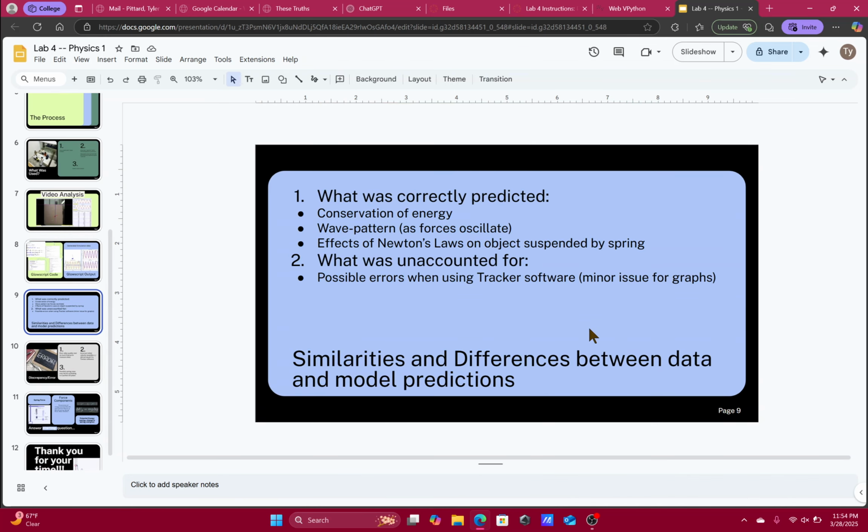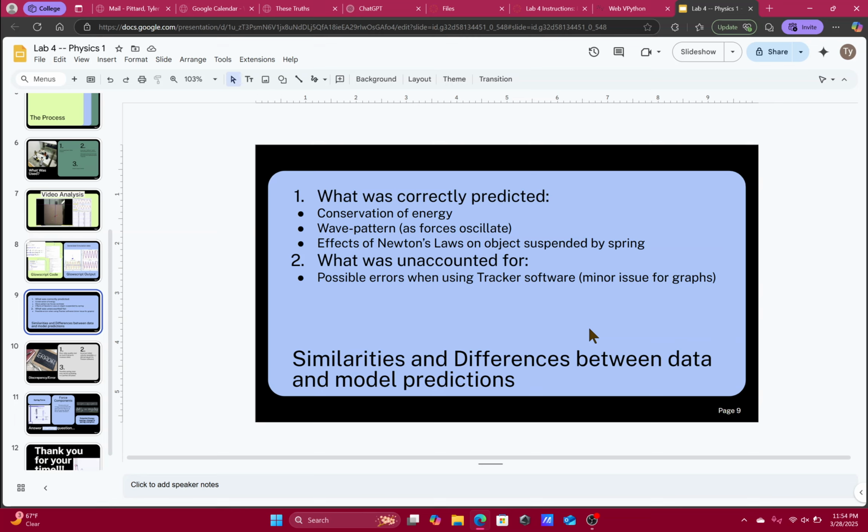What was correctly predicted? The conservation of energy, as we can see, it has to remain constant. The wave pattern, that also had to stay the same because the forces are oscillating. And continuing on with that, the effects of Newton's laws on the object suspended by the spring.